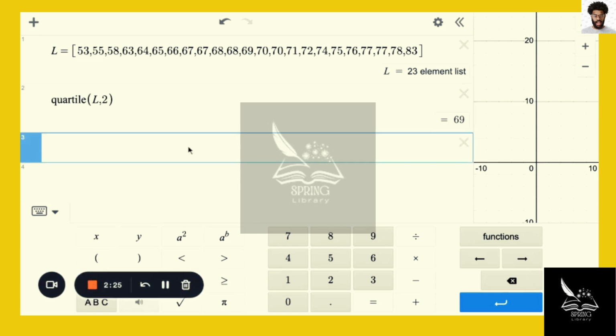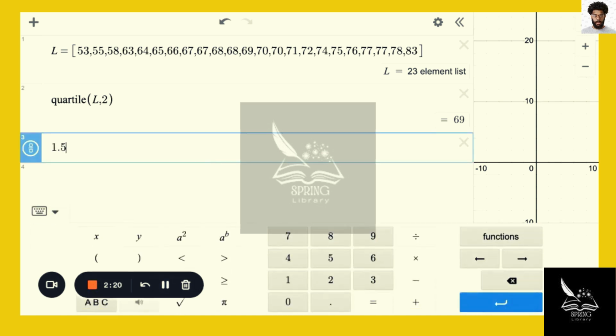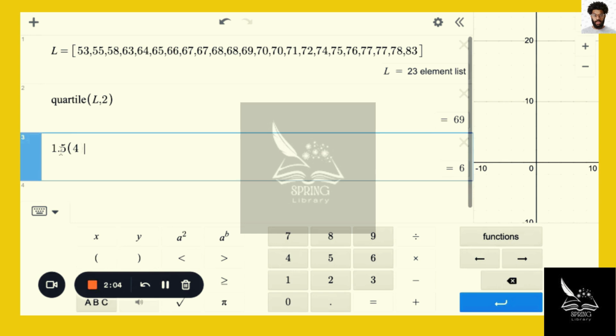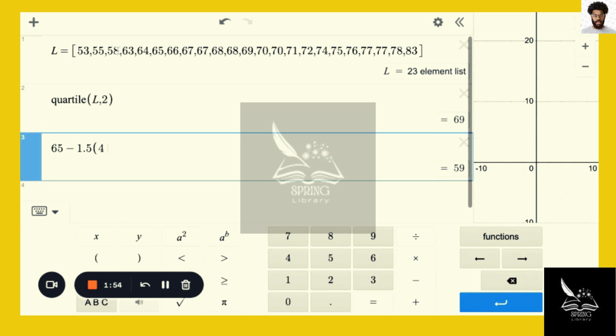If we do 1.5 times the interquartile range, which is 4, that's 6 units above and below the quartile. So if the first quartile was 65, then anything lower than 59 would be considered an outlier. So that would be 58, 5, and 3. So that would mean the lower limit of the box plot would be 63.